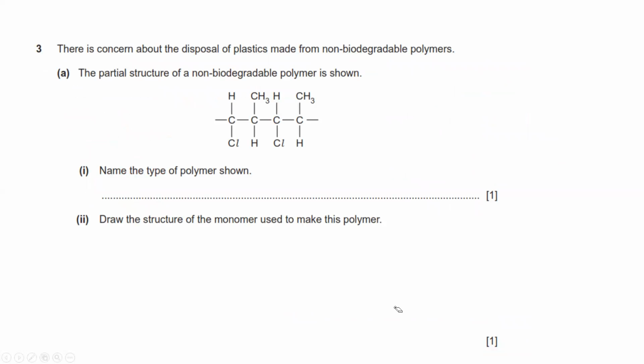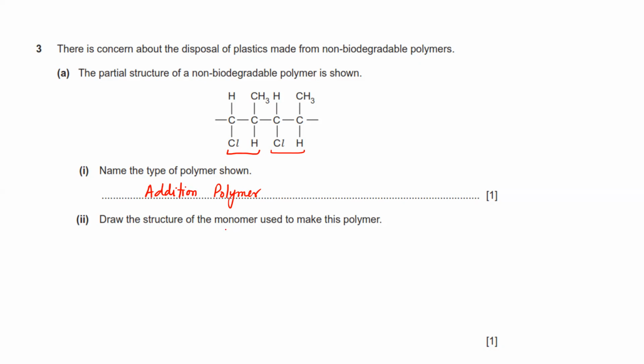Next question. Question number 3. It says there is concern about the disposal of plastics made from non-biodegradable polymers. Part A. The partial structure of a non-biodegradable polymer is shown. Name the type of polymer shown. So this is a type of addition polymer. We can see that these are blocks that are repeated again and again, so we are technically adding one block to another. So the type of polymer is addition polymer.